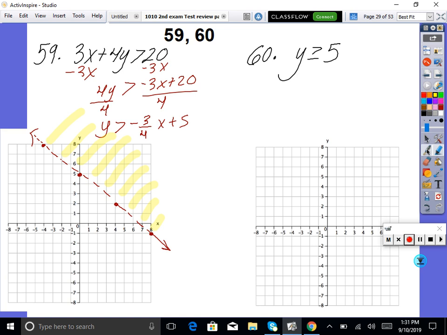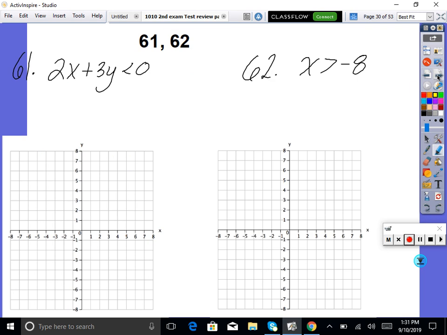Okay, y is greater than 5. Once again, just graph y equals 5. So I'm going to go up to y equals 5, right here, so this must be a straight line. Now this must be a solid line because it's equal to. So I have my solid line, and then it says y values greater than the line. So that would be above it. Almost there.